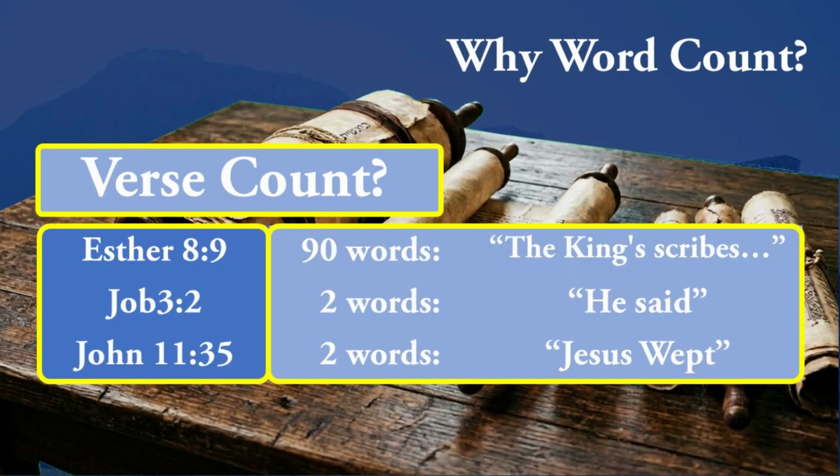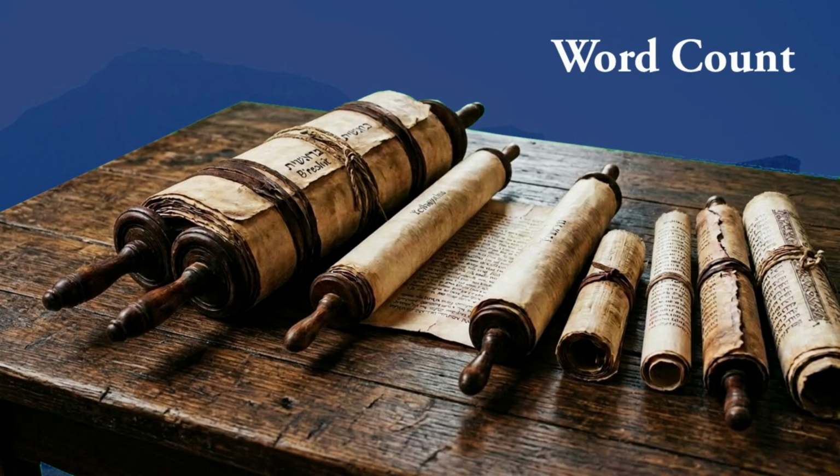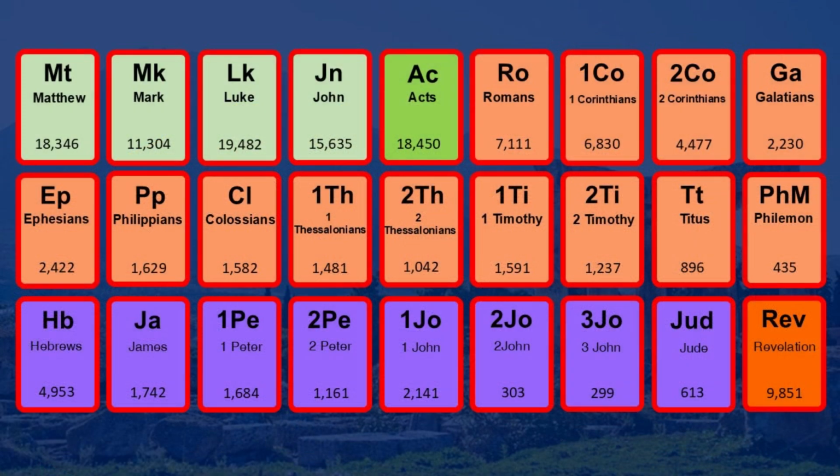The longest verse in the Bible is Esther 8, verse 9, with 90 words. While the shortest verse in the Old Testament is Job 3, verse 2. He said. And the shortest verse in the New Testament is John 11, verse 35. Jesus wept. And why put word count on the chart in the first place? We'll get to that in a bit. For now, here's the New Testament periodic table.